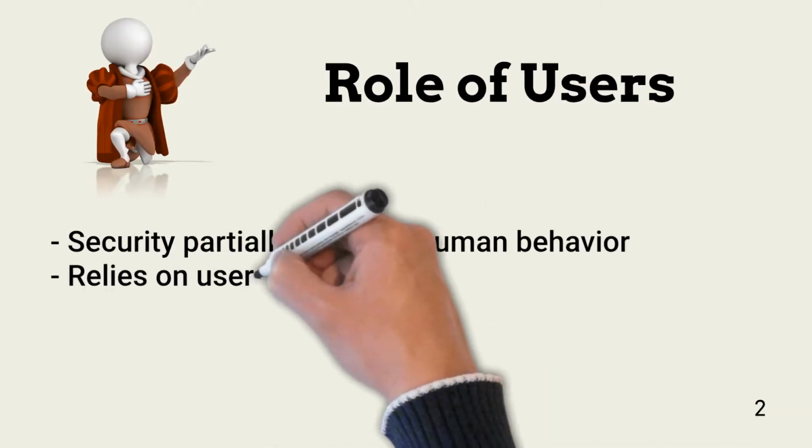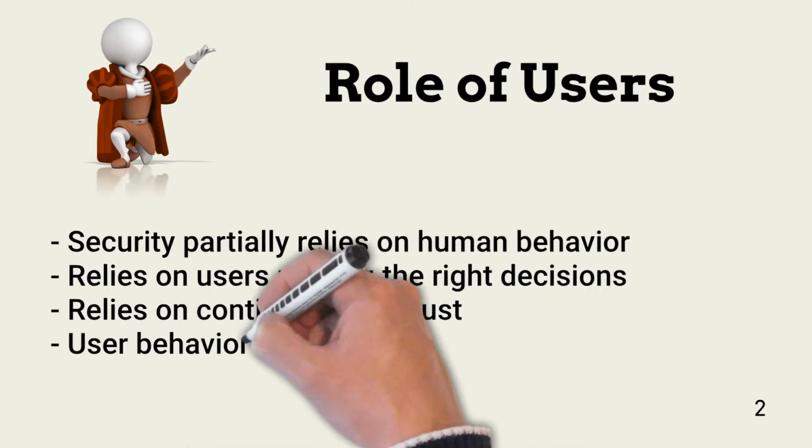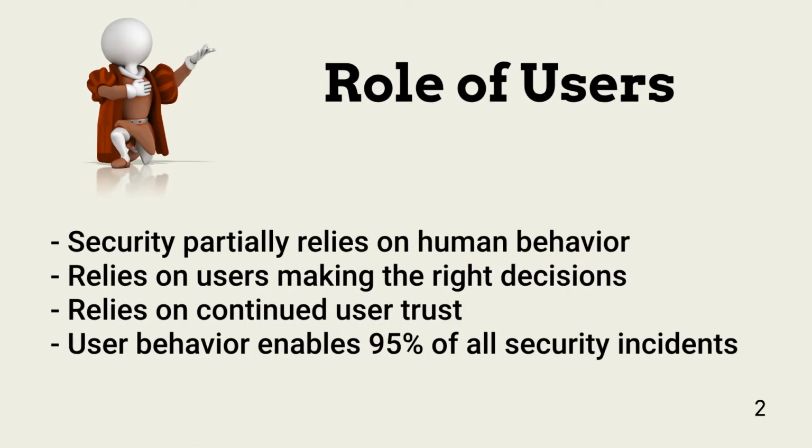Regardless of how many controls we put in place, gaps exist for which we rely on user behavior and continued levels of trust. But humans make mistakes. They can also turn malicious due to personal or employment-related conditions. These challenges result in 95% of all security incidents being enabled by user behavior.